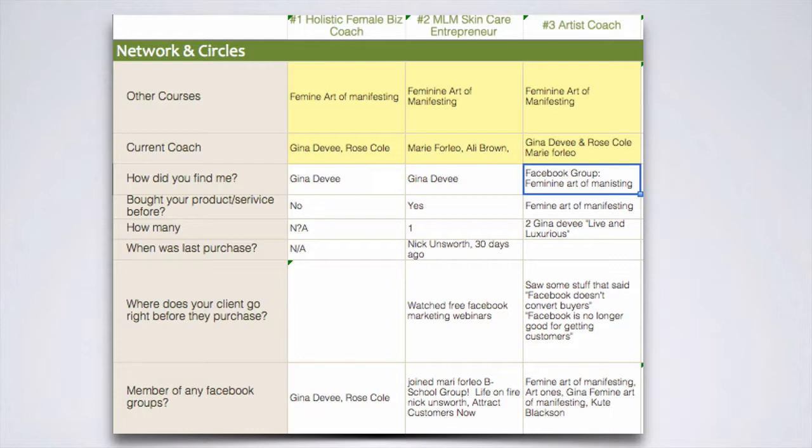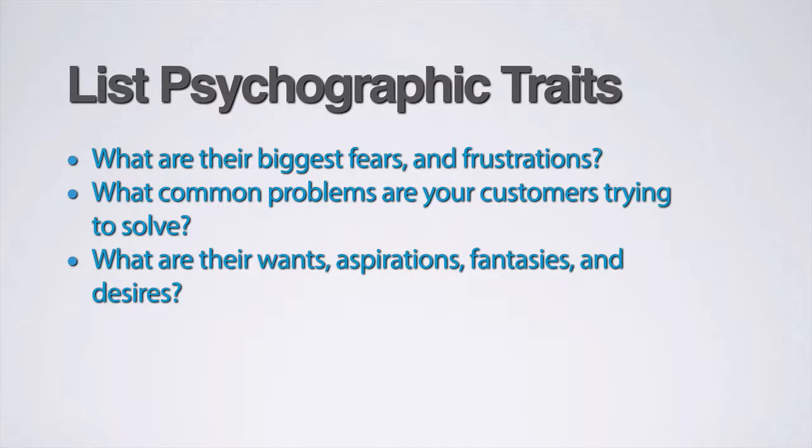You need to know how to find your other customers by asking your clients these questions. And then when you put them in the spreadsheet, you should be able to see the answers side by side. So this is a great section on where to find your customers. And then you're also going to figure out your psychographic traits.